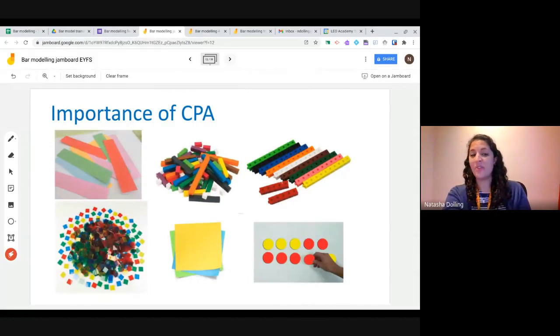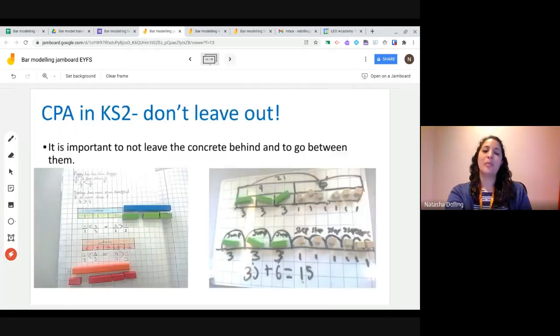So I touched briefly on the importance of concrete pictorial abstract and why it is so important that we start representing bar models concretely. And I just had to make this quick note of do not leave them out in Key Stage 2. I've been at Brookfield this half term working with lots of Year 6, and we've been getting out the Cuisenaire almost daily to represent our different bar models. And this is a Year 6 example, a CPA in action. They've made concretely the bar model after Cuisenaire. They've pictorially represented it, and then they've got that abstract equation here.